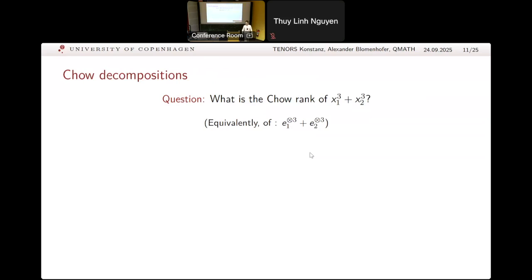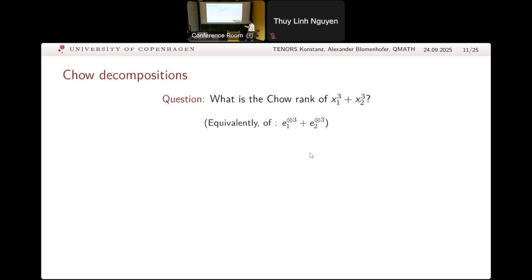It's at most 2. Someone has been answering very carefully. So who thinks it's 2? Who thinks it's 1? Who thinks it's 0? I'm glad that nobody raised their hand.